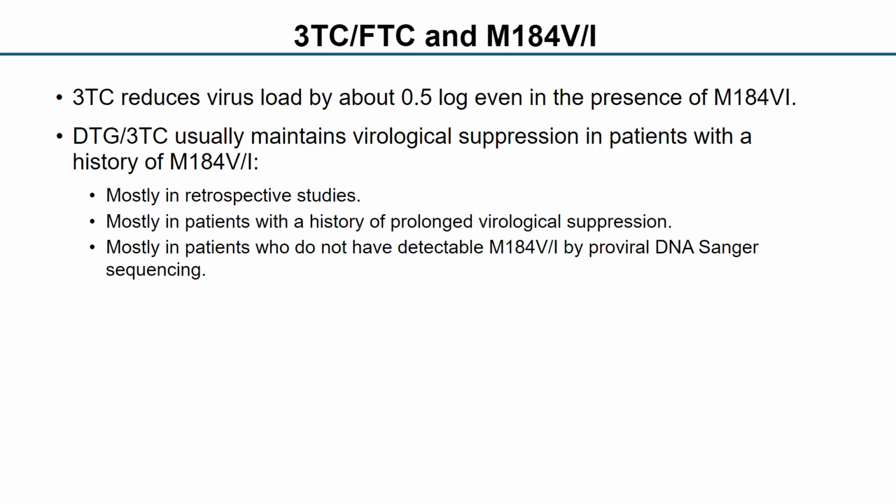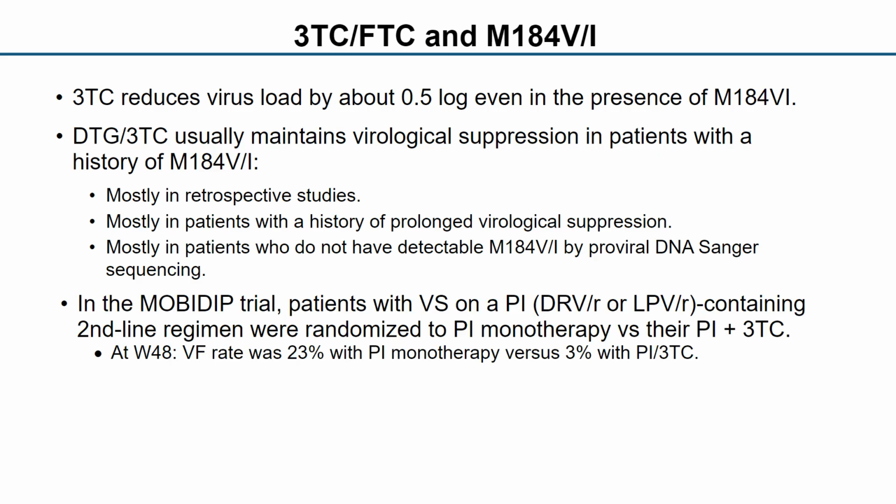However, it is important to note that most of these studies examined patients who had several years of prior virologic suppression, and several of the studies required that there be no detectable M184V or I by Sanger proviral DNA sequencing. Perhaps the strongest evidence for the benefit of 3TC despite M184V and I comes from the ANRS Moby-Dip trial, which compared darunavir or lopinavir monotherapy with darunavir or lopinavir plus 3TC in virologically suppressed patients on second-line therapy.